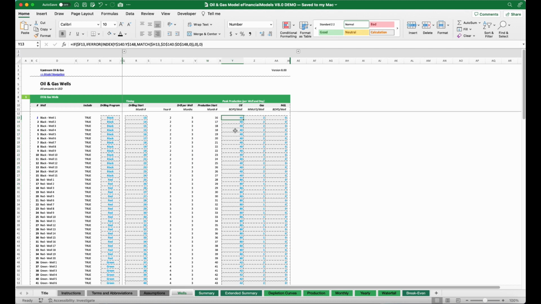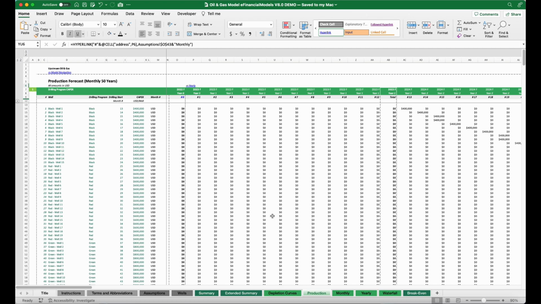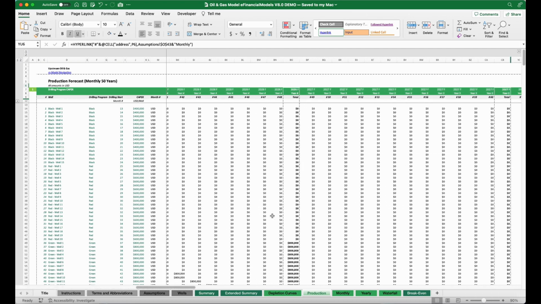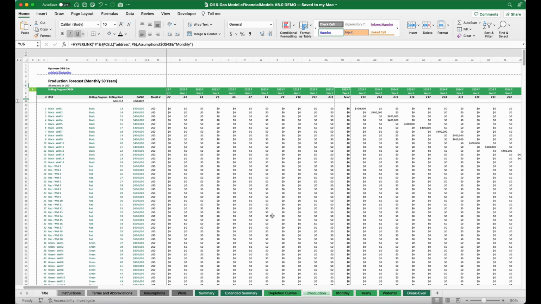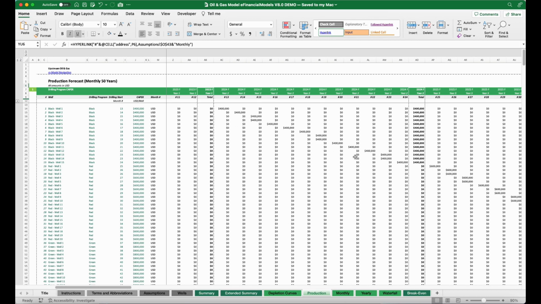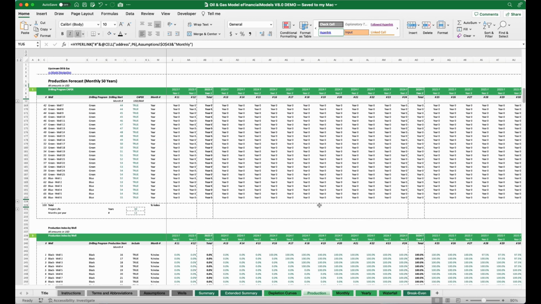And depending on which drilling program this well is allocated, it will pull the respective barrels per day or the million cubic feet per day to be produced at that location. Then we have here a quite detailed sheet over the whole forecast period, starting with the allocation of the drilling CAPEX, the ramp up of the production.